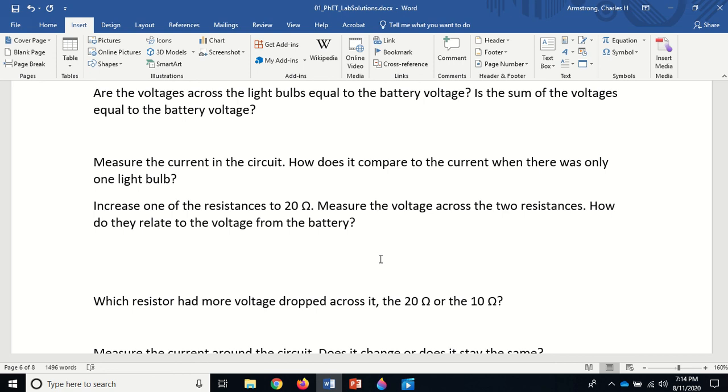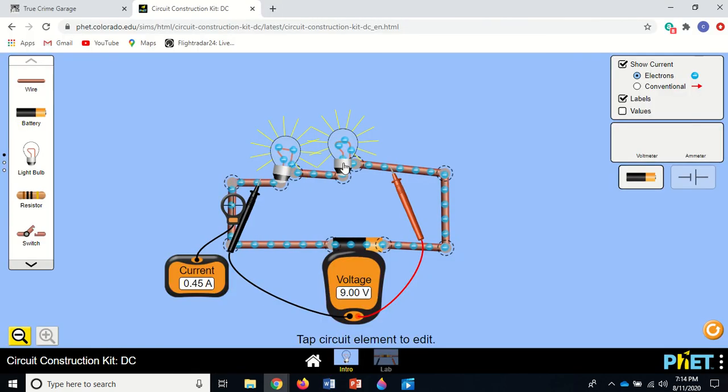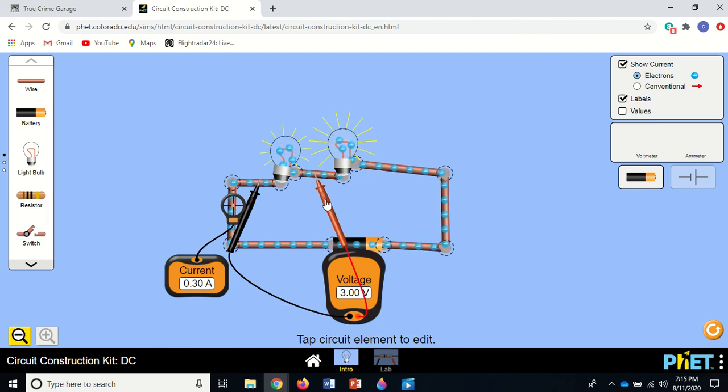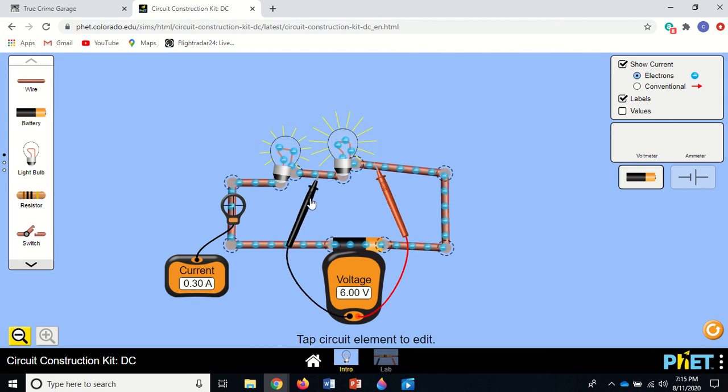Okay, increase one of the resistances to 20 ohms. So I'll increase this one to 20. Use the slider, increase it up to 20. Okay, we still have 9 volts across both. But across this guy now, we only have 3 volts. We had 4.5 before. And now across this guy, we have the other 6 volts.